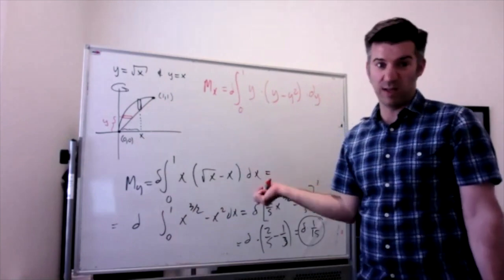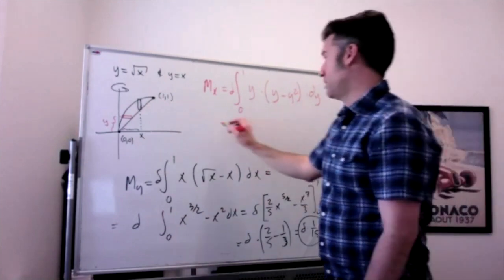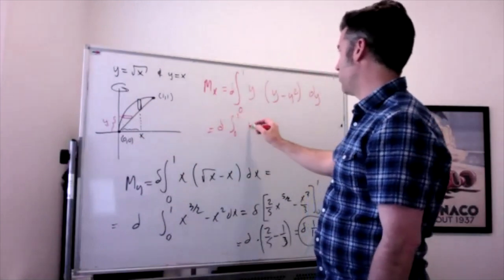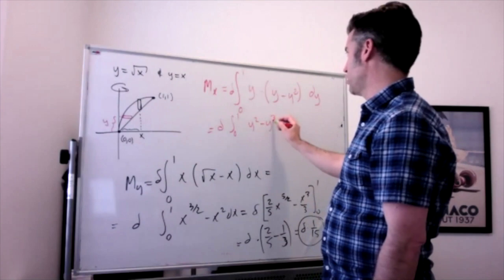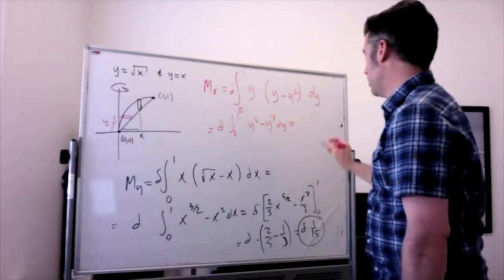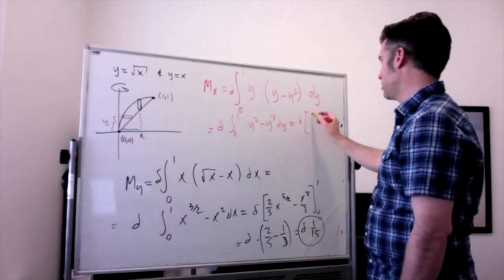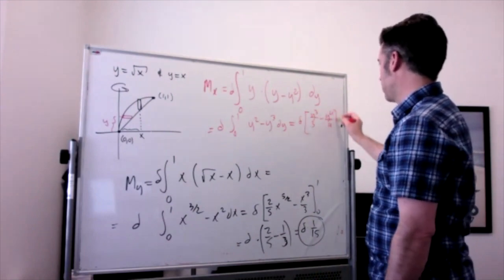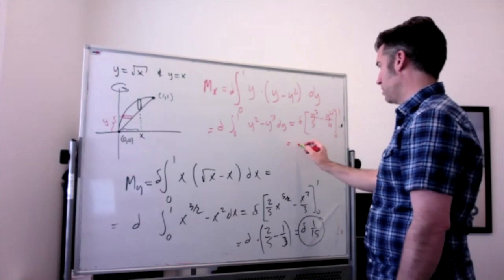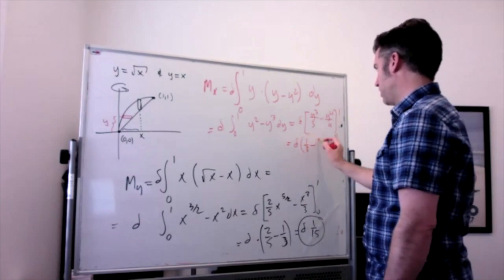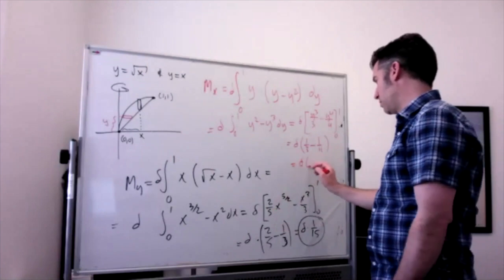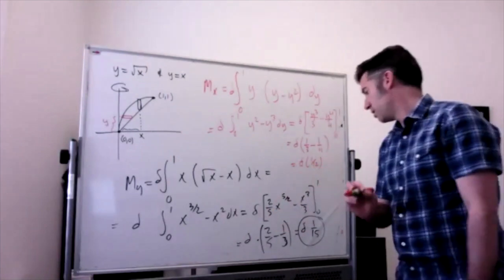This is the easy way to do it. So that's going to be density times the integral from 0 to 1 of y squared minus y cubed dy, which is going to be density times y cubed over 3 minus y to the 4th over 4 from 0 to 1, which is going to be 1/3 minus 1/4, which is going to be 1/12. So you get density times 1/12. Okay.